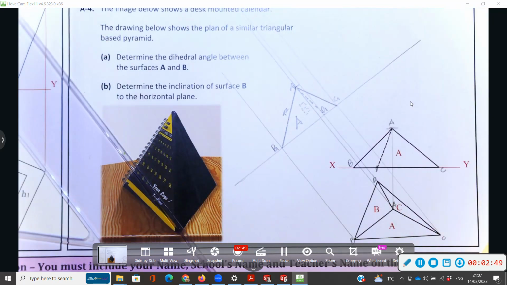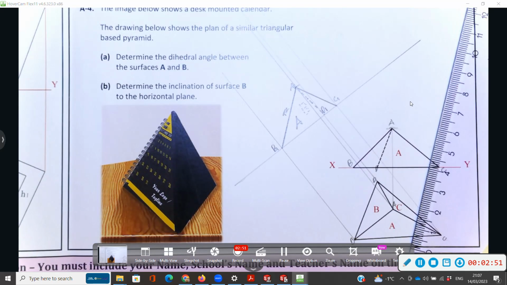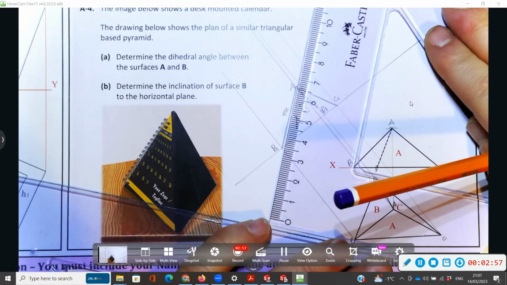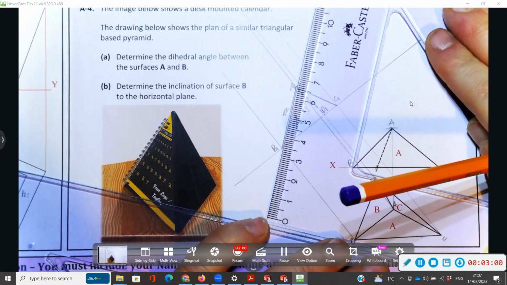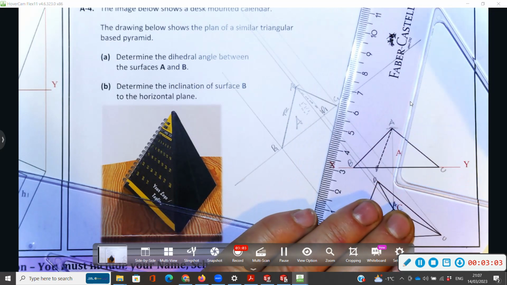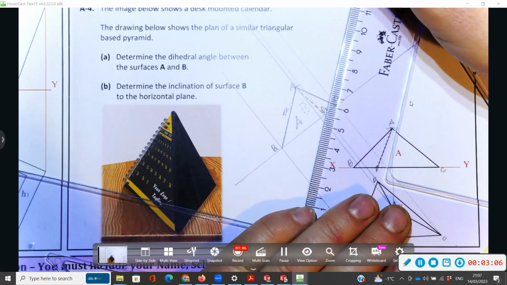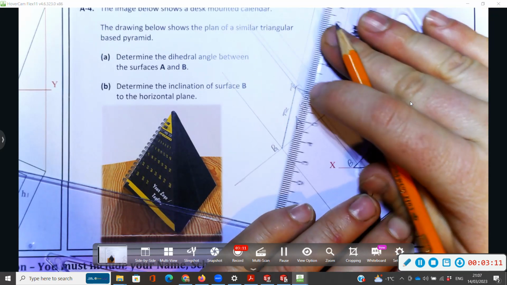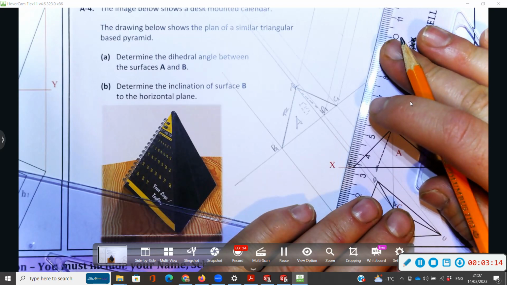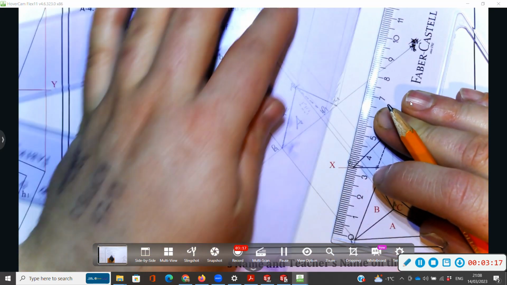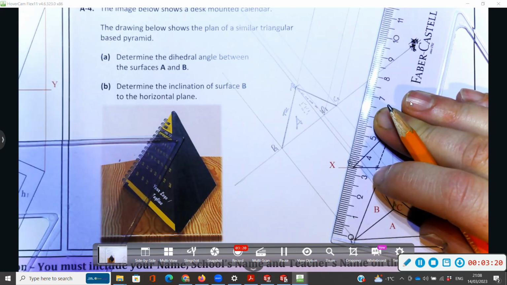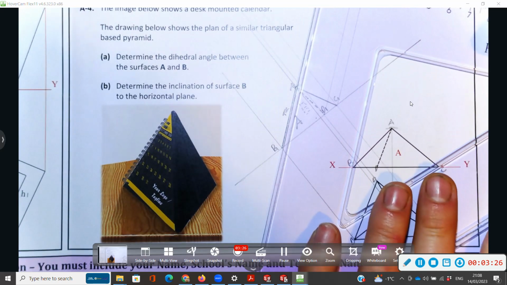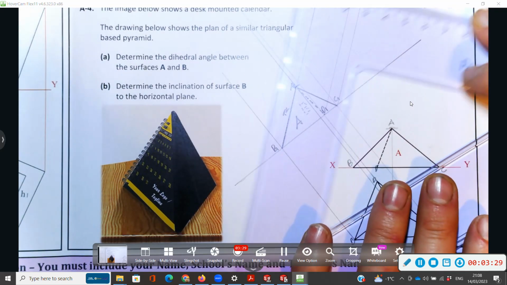Now, once we have that, we need to look along the true length of the line of intersection. Because when you look along the true length of a line, it's going to project as a point. And when a line projects as a point, the surface it contains projects as an edge view. In our instance, our line of intersection is contained by surface A and surface B, so we're going to have both surfaces projecting as edge views.